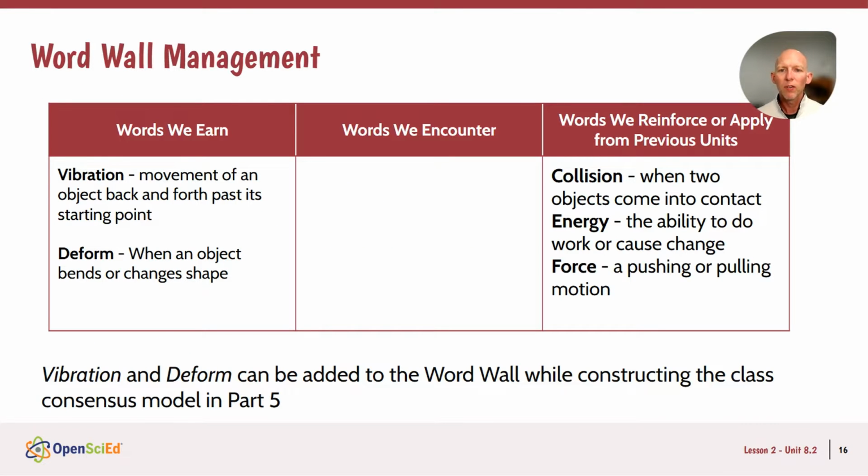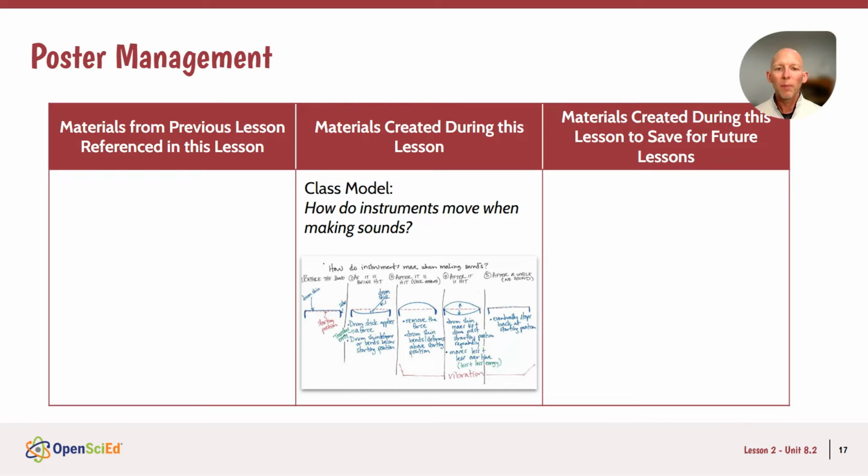In terms of words, we earn vibration and deform, which you can add to the word wall in part 5 while you're constructing the class consensus model. And then words that are reinforced from the previous unit, if you did the contact forces unit: collision, energy, and force. There's only one poster that we make in this lesson, the class consensus model of how instruments make sound. You don't need to use that for future lessons, but I do reference it later on, especially in the next lesson. So that might be something worth noting. You might want to hang on to it at least for a bit.